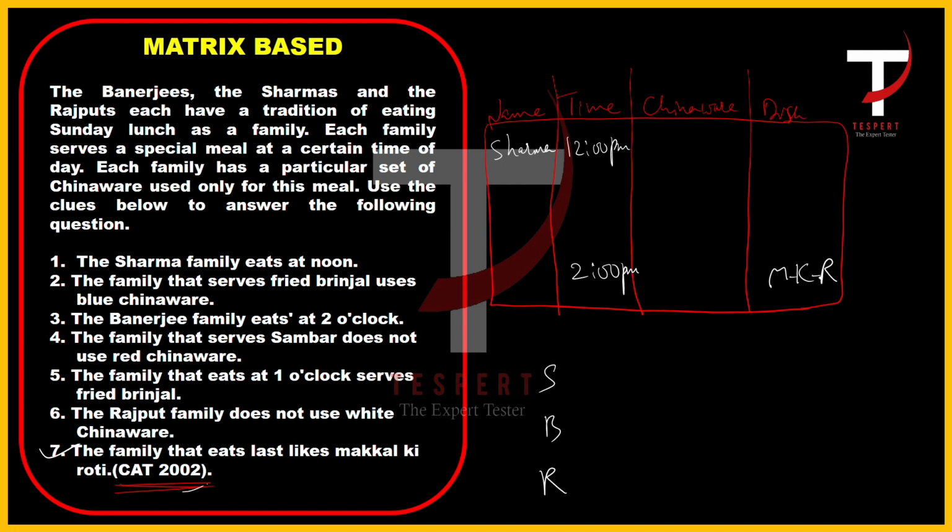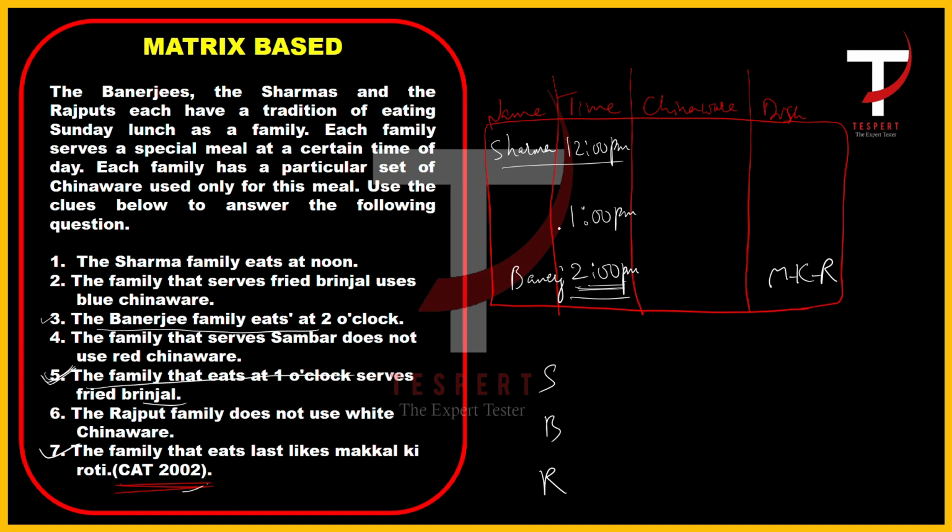Makkal ki roti. Okay. So why we have taken 2 o'clock as the last slot is because if you consider fifth and third statements, the family that eats at 1 o'clock serves fried brinjal, and the Banerjee family eats at 2 o'clock. So Banerjee's family eats at 2 o'clock and Sharma's family eats at 12 o'clock. So the remaining time is 1 o'clock, 1 p.m. So the family that eats at 1 o'clock serves fried brinjal.